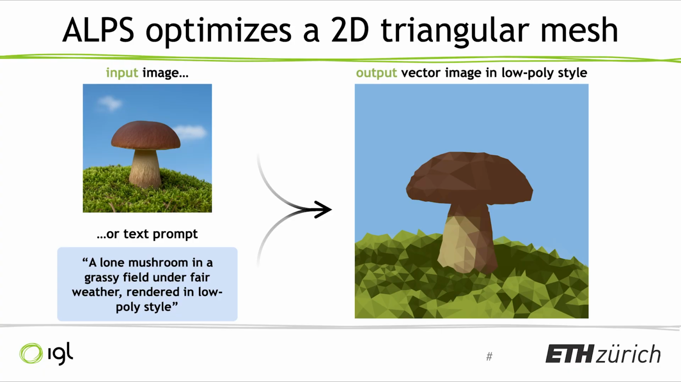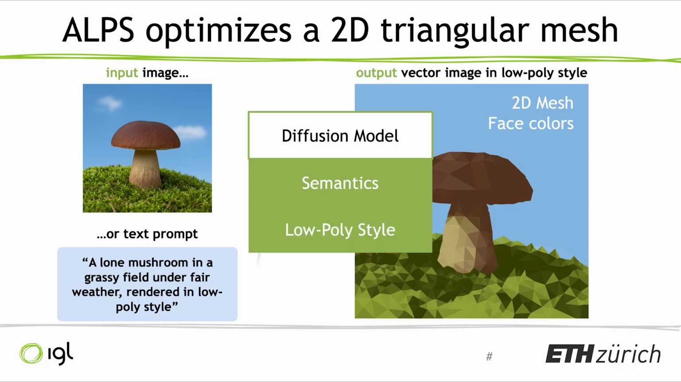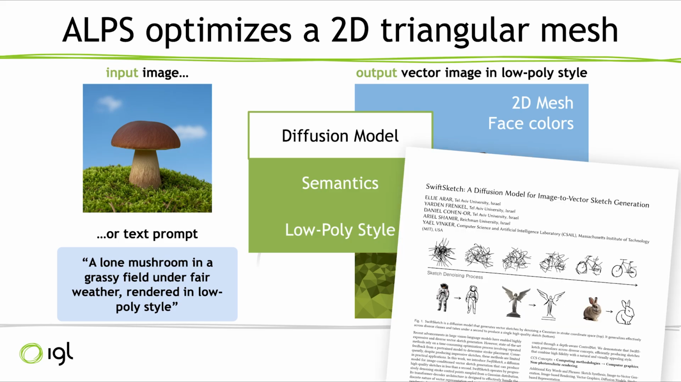So ALPS optimizes a 2D mesh and face colors to match the semantic context of an image or prompt. We use a diffusion model to guide the optimization for two reasons. First, it captures the semantic content of images well. And second, we observe that in the raster graphic setting, it also captures this low-poly style well. Now, I want to note that we build here on the work done in SwiftSketch, which uses a diffusion model to generate sketches.